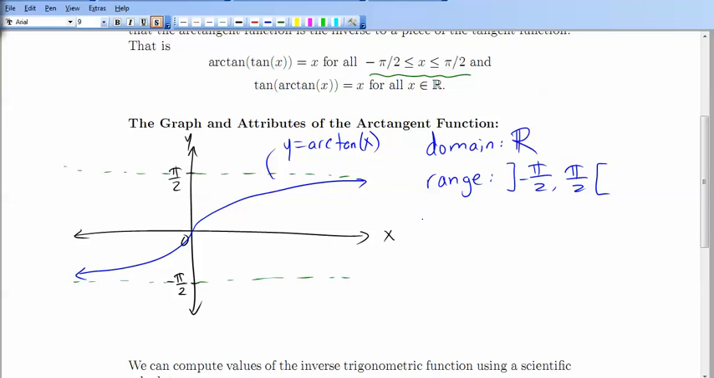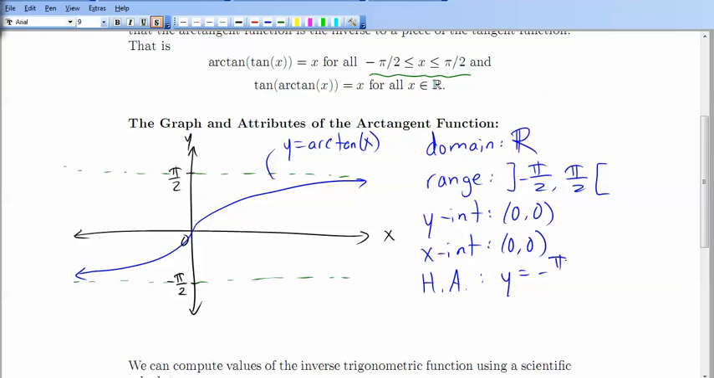The y-intercept is at the origin. The x-intercept is also at the origin. Horizontal asymptotes, we have two. We've got y equals -pi by 2 and y equals +pi by 2. And for vertical asymptotes, well, we've got none. What a strange graph. The weirdest graph we're probably going to see in this course.